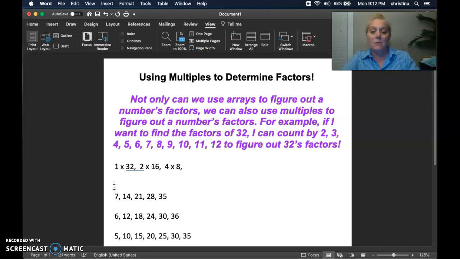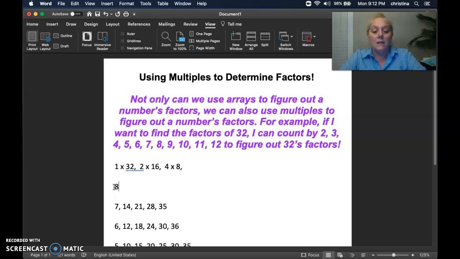Okay, so now we're going to do our multiples of 8. Because 4 times 8, our 4 and 8 are factors of 32. When we do our multiples of 8, we should get 4 multiples of 8 to get to 32. So let's see. 8, 16, 24, 32. There it is. Okay, so our fourth multiple of 8 is 32.